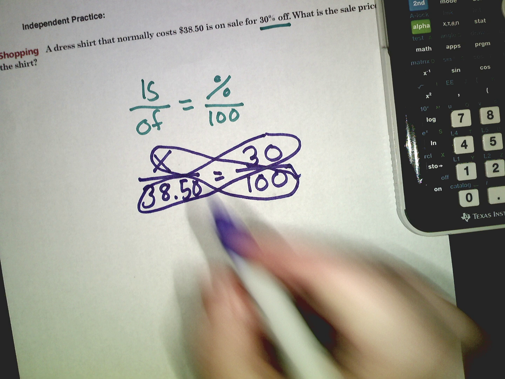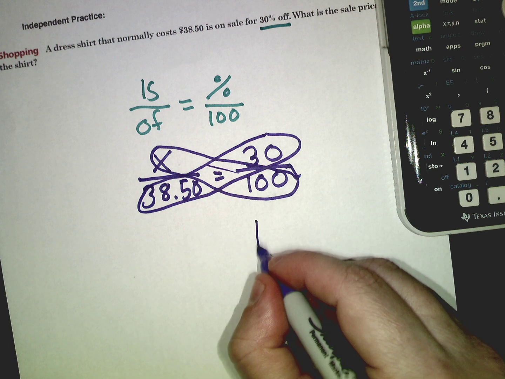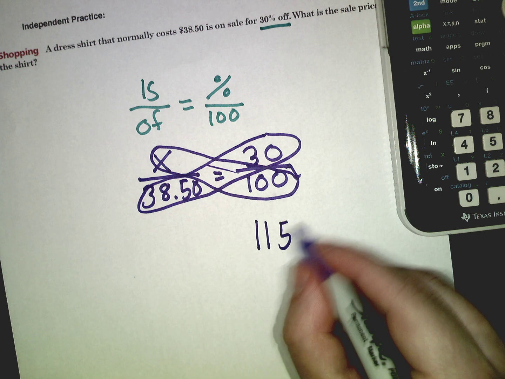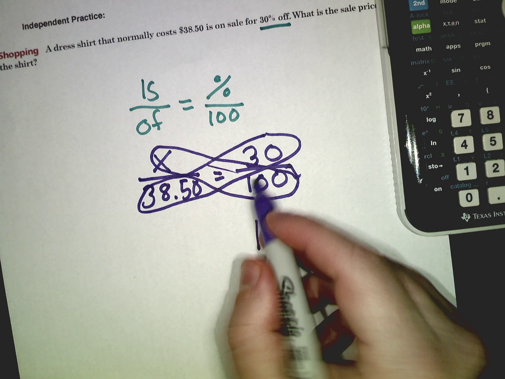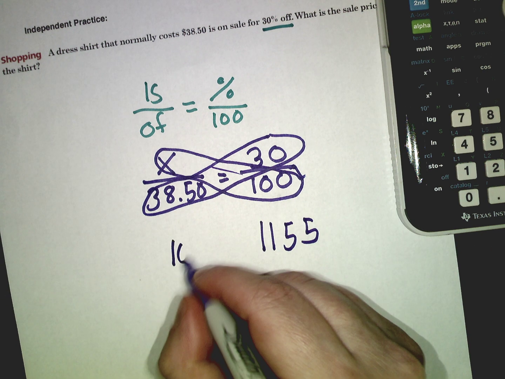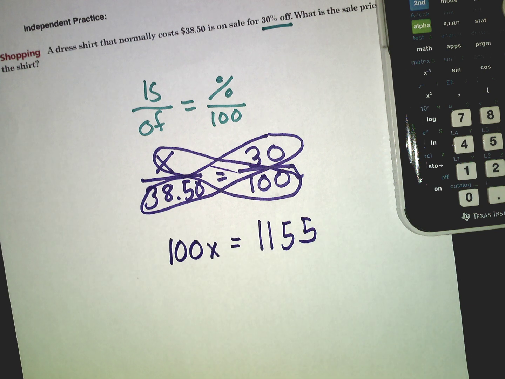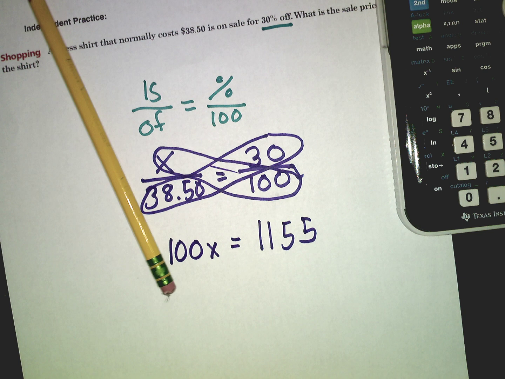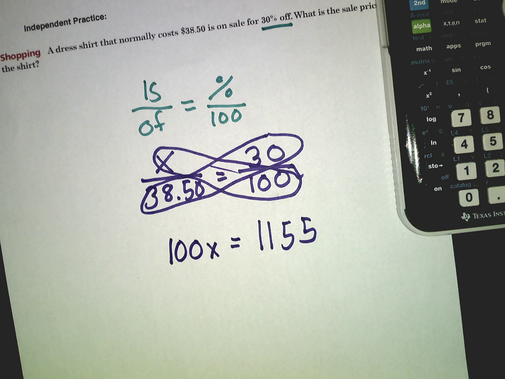1,155. So this one is 1,155. This is x times 100, or 100x. Okay, not bad. We're still going along here. Now, next part.